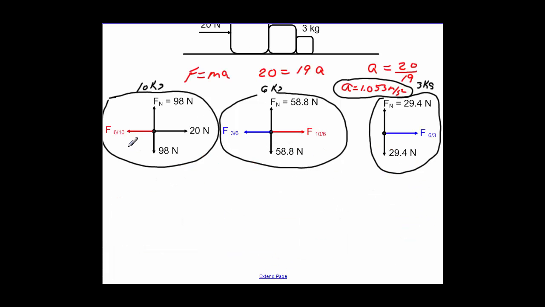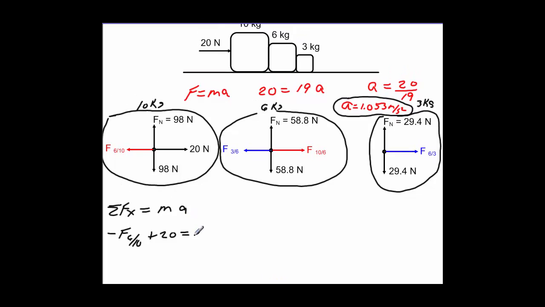So at this point, we can just write our equations. We can say the summation of forces in the x must equal mass times acceleration, and we will get minus force of 6/10 plus 20 is equal to the mass times acceleration. The mass of that is 10, so it'd be 10a. So there's my first equation right there.